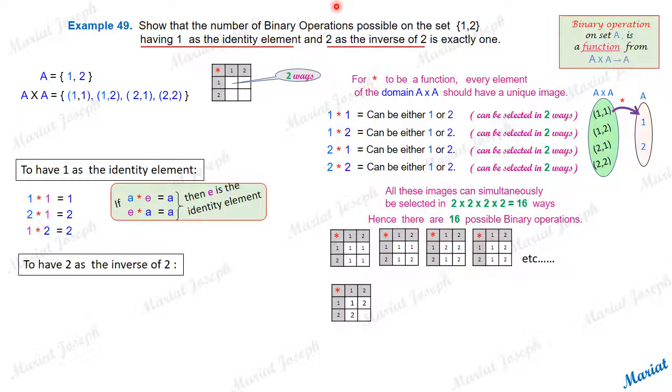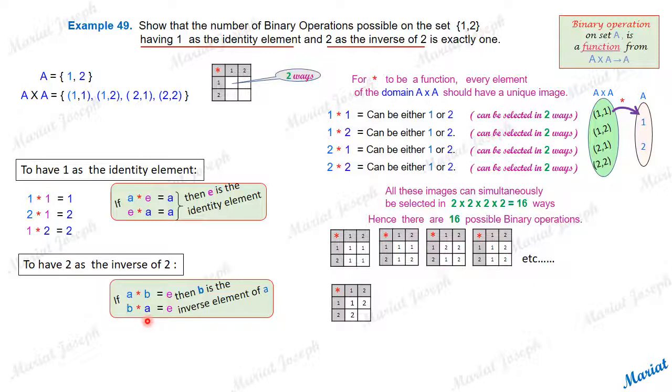Now one more condition is given to us. 2 should be the inverse of 2. To have 2 as the inverse of 2, first of all we should know what is inverse element. If A star B is equal to E, the identity element, then B is called the inverse of A. And the commutativity property should be true with them also. B star A should also be equal to E. And we should notice, we have already decided E as 1.